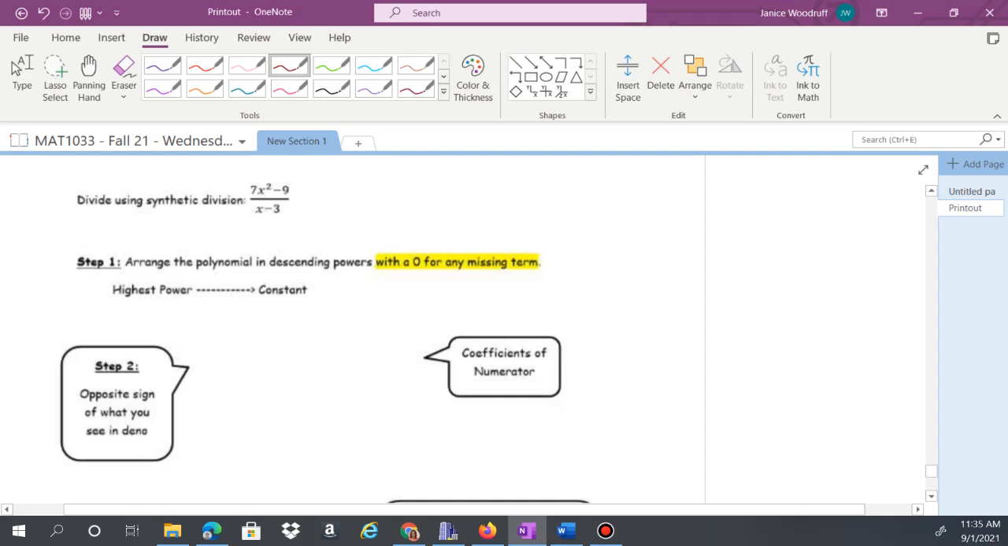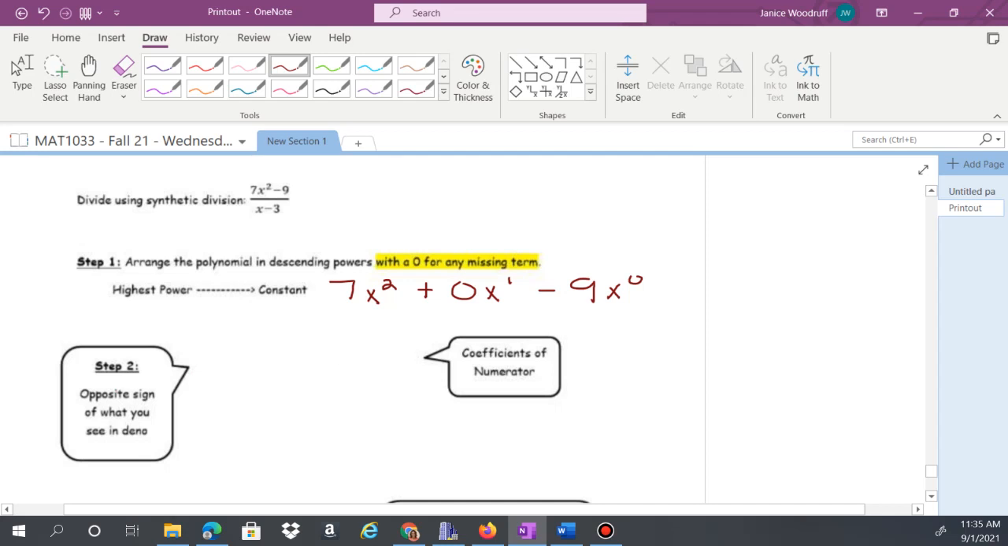I have a 7x squared. I'm missing an x term. So I'm going to put this as plus 0x to the first. And then minus 9. So this goes 2, 1, and then remember this is technically x to the 0. So I'm going in descending order. Okay, so I arranged it there.